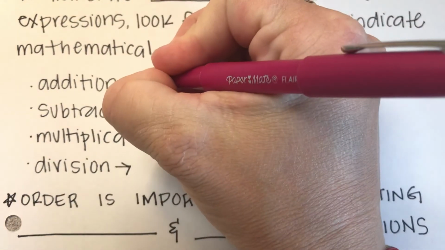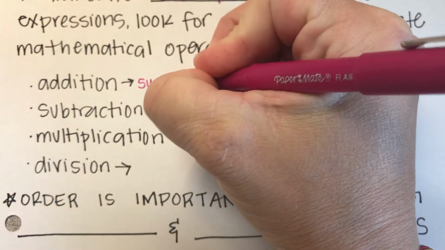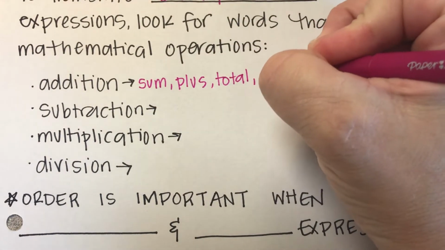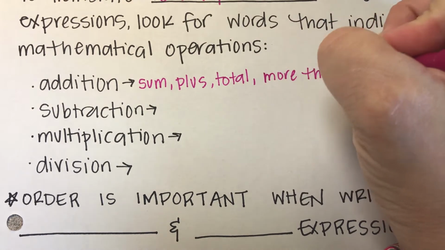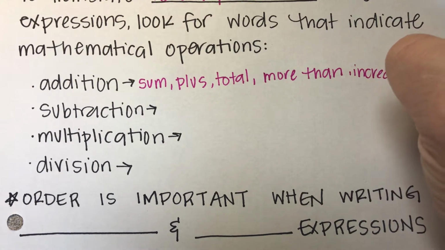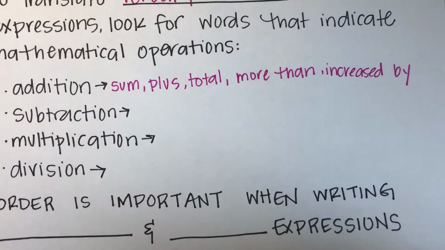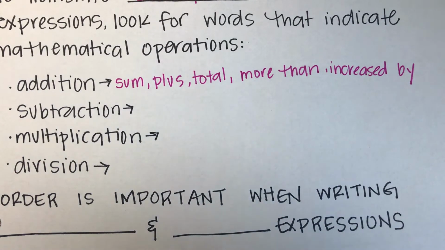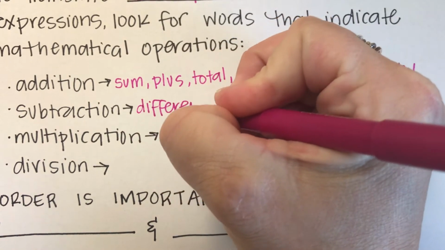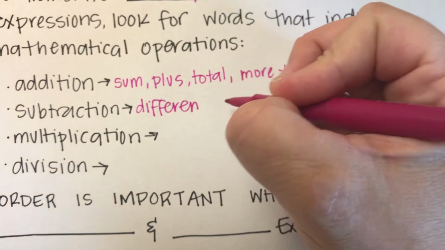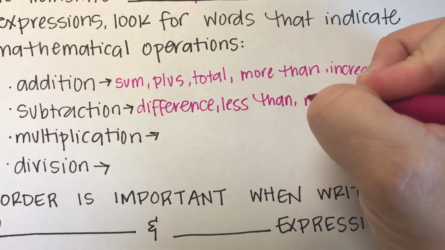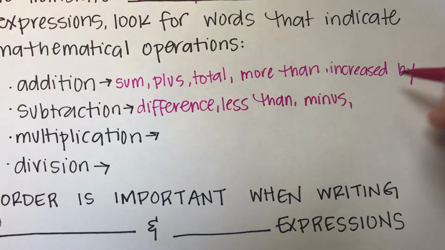So for addition, that could be sum, plus, total. It could be more than, or even increased by, right? All of those suggest that the operation that we're doing is addition. For subtraction, it could be difference. It could be less than. It could be minus or decreased by.